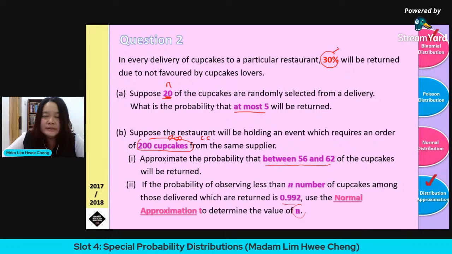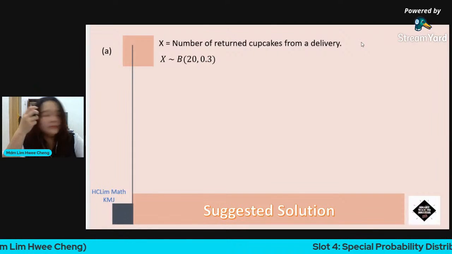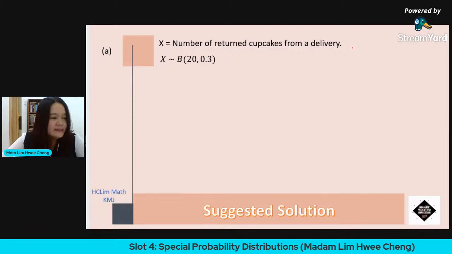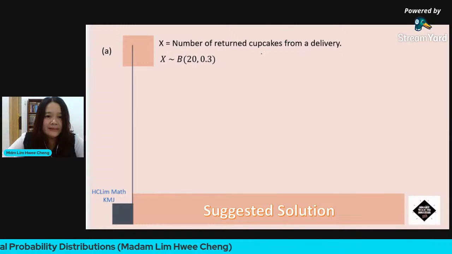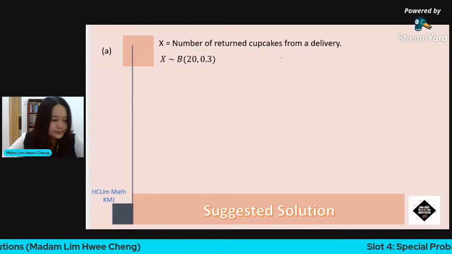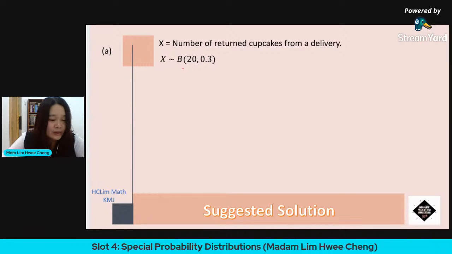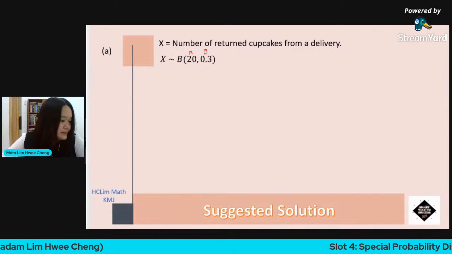Okay, so we may use this as our probability of return, that is the 0.3 here. So basically before we start, we have to define first what are the random variables that we use. This is the number of return cupcake, and it is binomial. I'm going to use the binomial to answer this question, so I write binomial 20, this is the n and this is the probability of success.